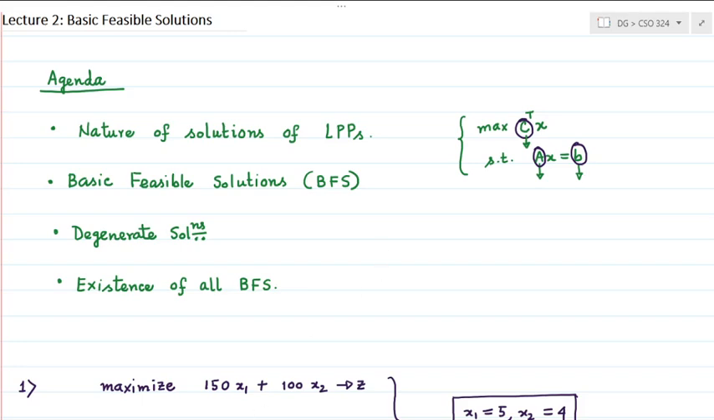And in the standard form, you have this maximization of c transpose x subject to Ax equals b, together with the non-negativity restriction. This is your standard form of the linear programming problem. And in this standard form, all the theories that will be described later on will be only on this standard form.